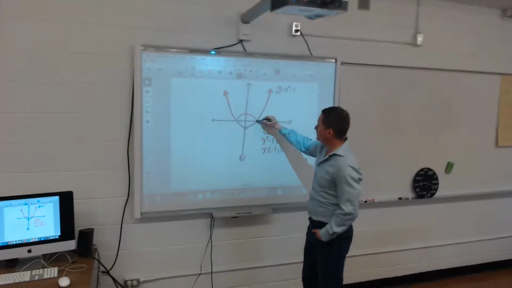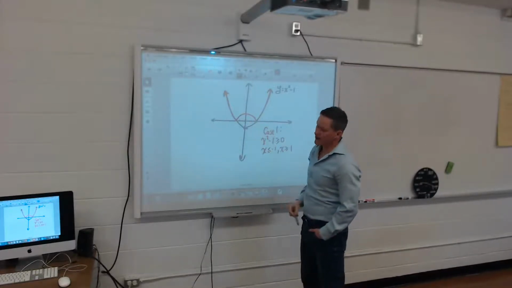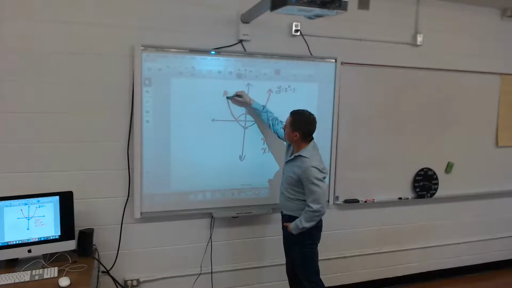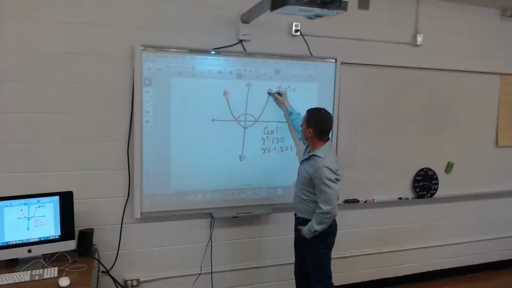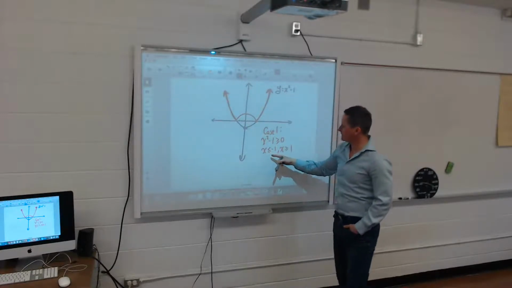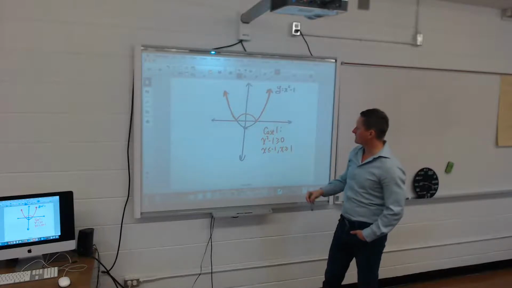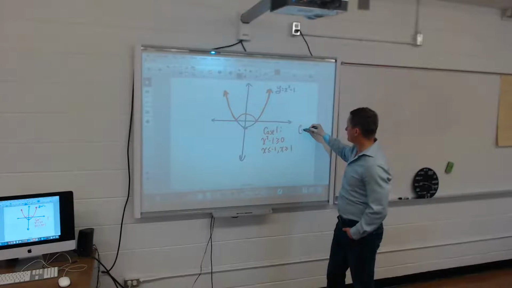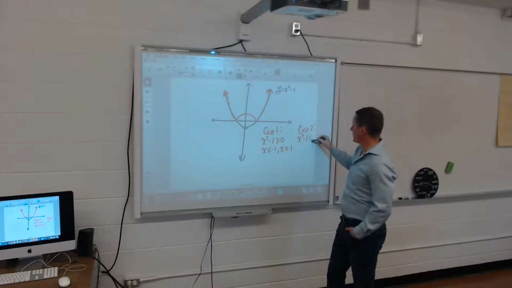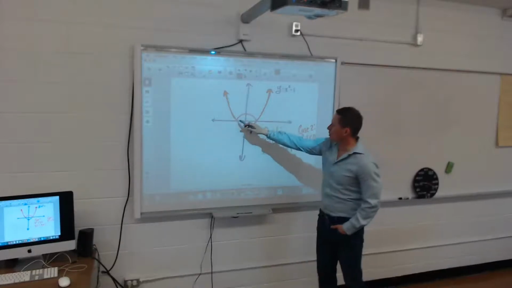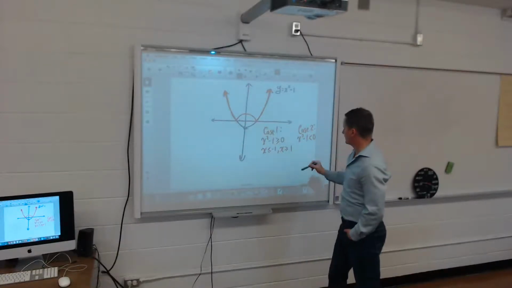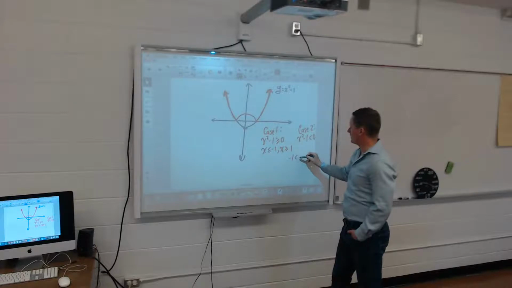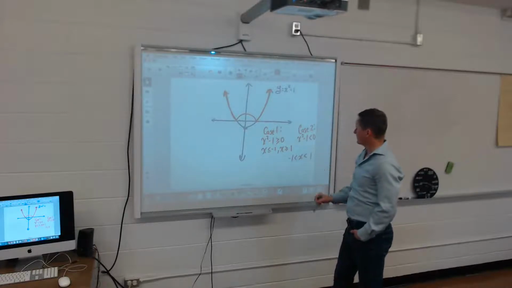So my zeros right here occur in the positive when x is less than or equal to negative 1 or x is greater than or equal to 1. Case 2, where x squared minus 1 is less than 0, occurs between these 2 points. So that is -1 less than x less than 1.